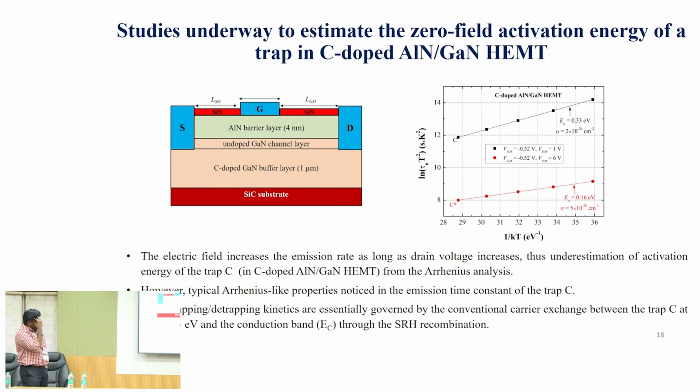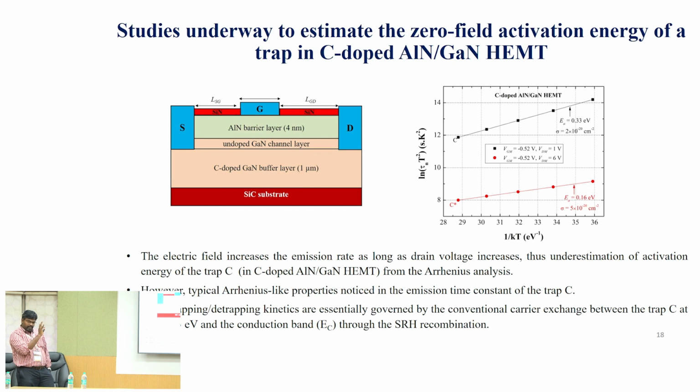Now some studies are underway to estimate the zero field activation energy of carbon doped aluminum indium nitride GaN-HEMTs. Even here the activation energies are much lower than generally in a carbon doped material. The deep level acceptor is typically located above the valence band, EV plus 0.9, but we didn't observe that trap here. Maybe, like Professor Nalathambi told, it may be related with the doping profile in the buffer layer or something like that. So there are some recent reports.